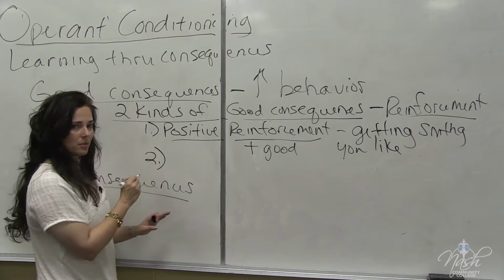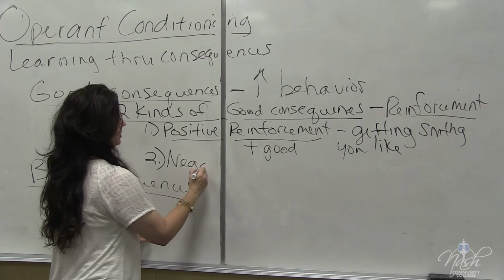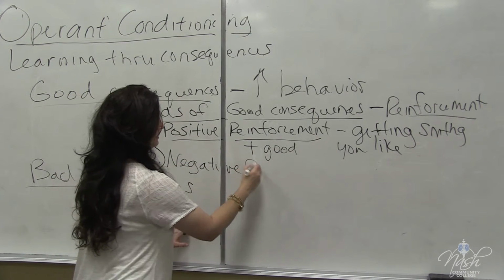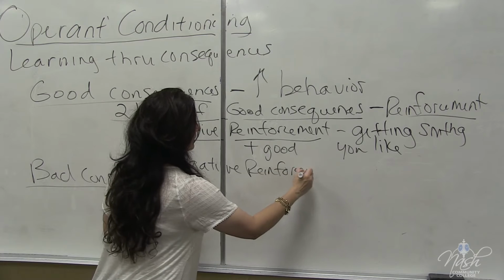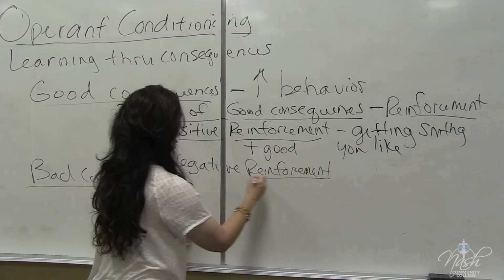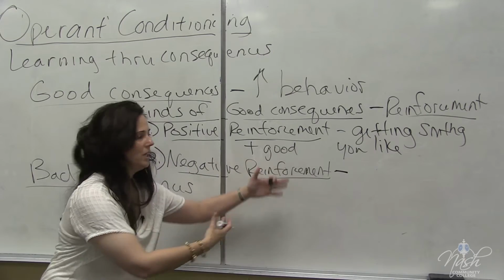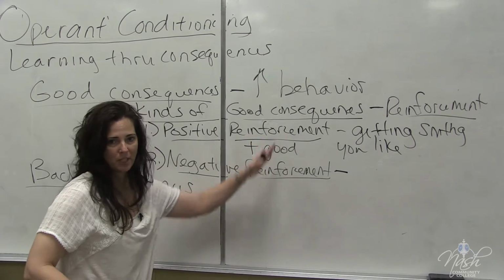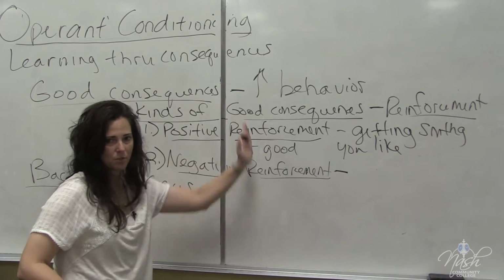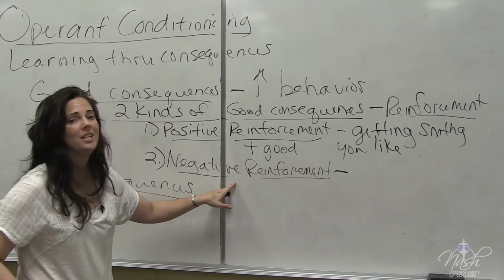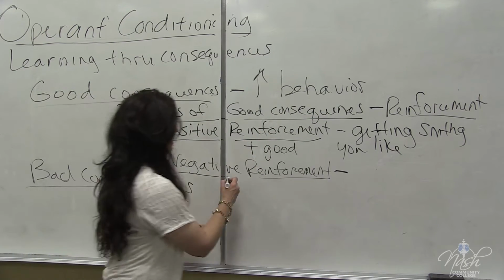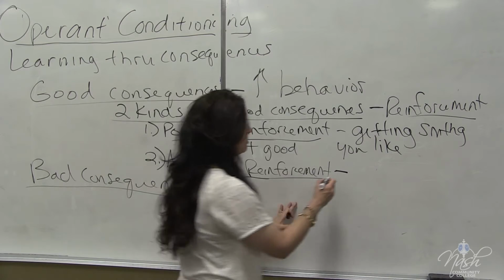The other kind of consequence is negative reinforcement. Oh, the bugaboo. We hate negative reinforcement. It causes us so much trouble in life. In psychology, in life, it's good. We love it. It's reinforcement, right? Reinforcement, good consequence. It's under the good consequence thing. Reinforcement, good consequence. This is good, okay? I wish they would call it something else, but it is good.